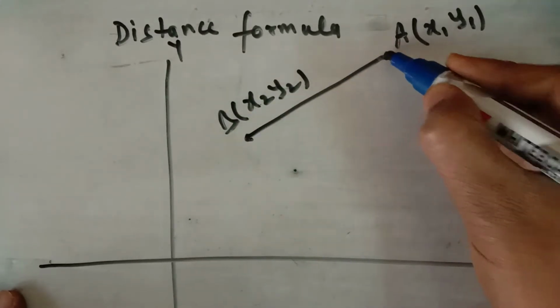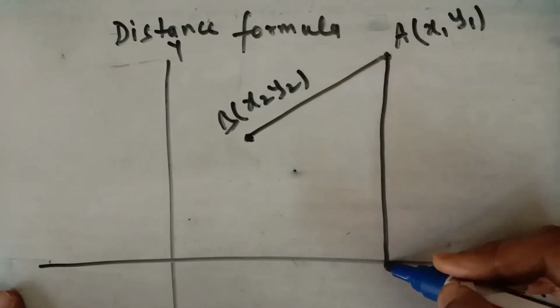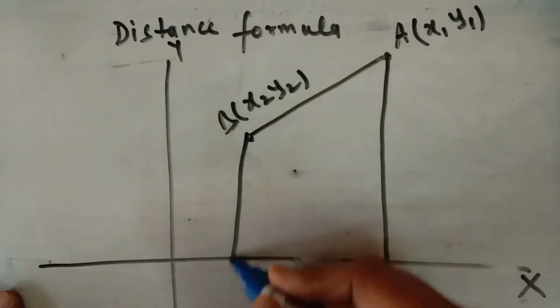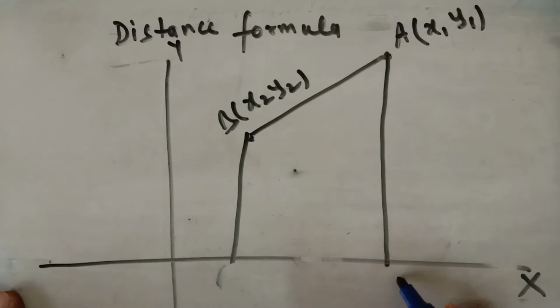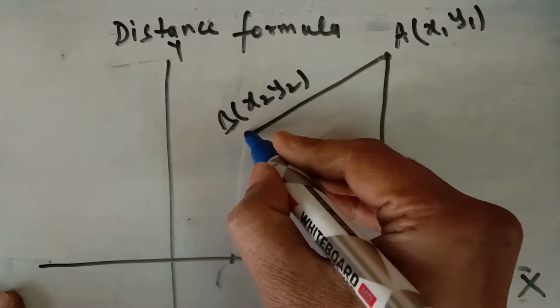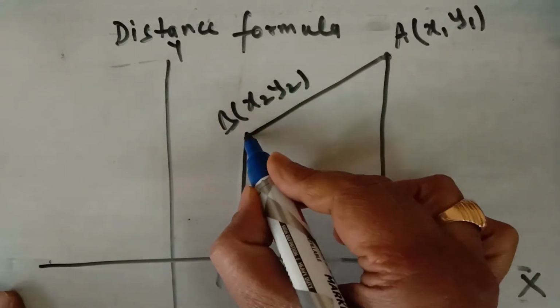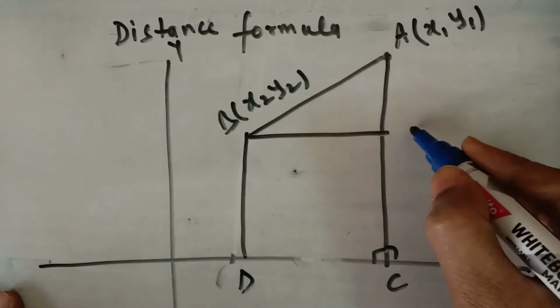So how can you find the distance between these two points? You draw a perpendicular on the x-axis, like this. Let us call this BC, the perpendicular we draw on the x-axis. Let us call the other BD, and draw a perpendicular on AC. Let us call it E.